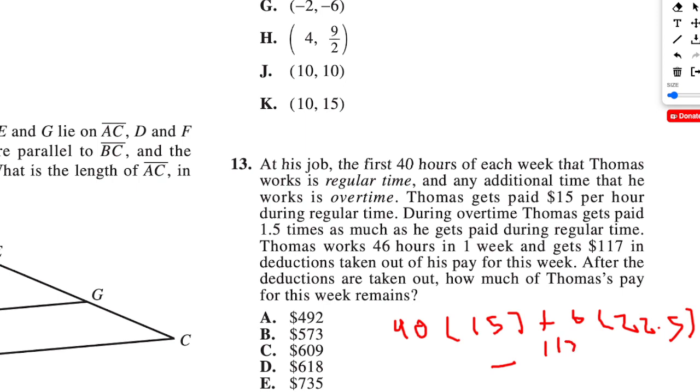Alright. So let's plug this into the calculator. So 40 times 15 plus 6 times 22.5 minus 117, and we get $618. D.